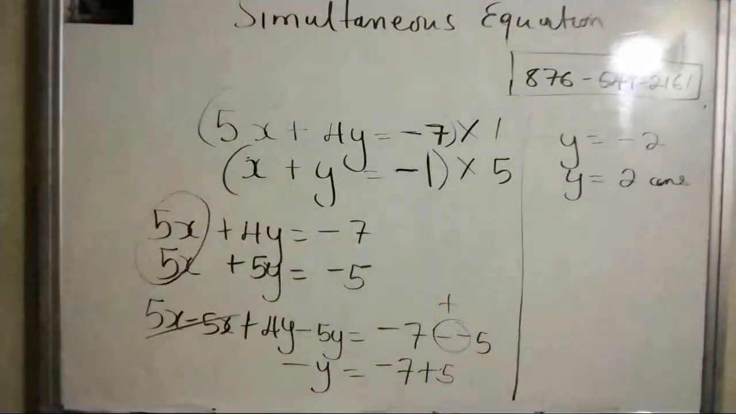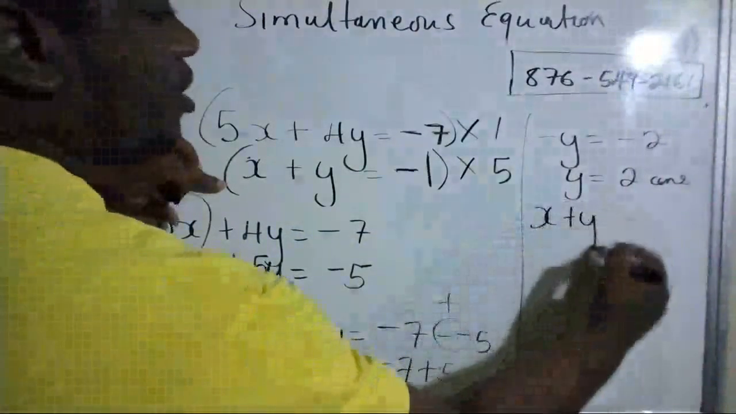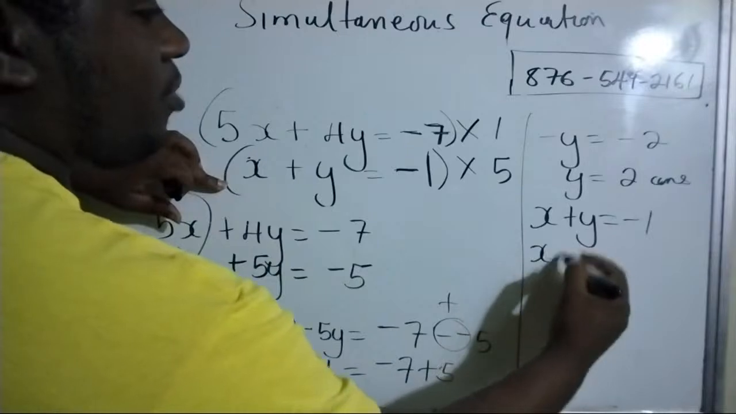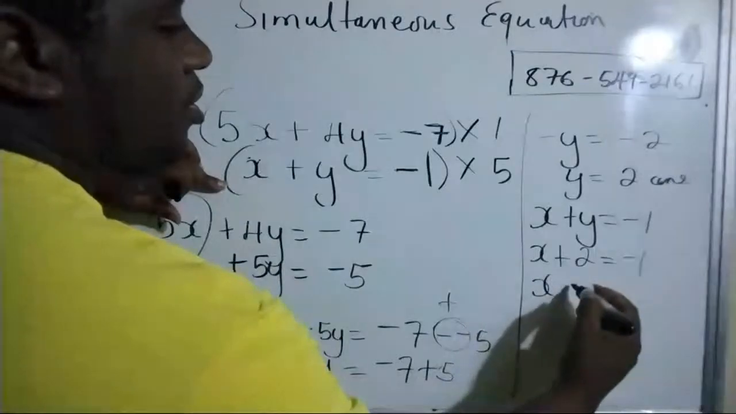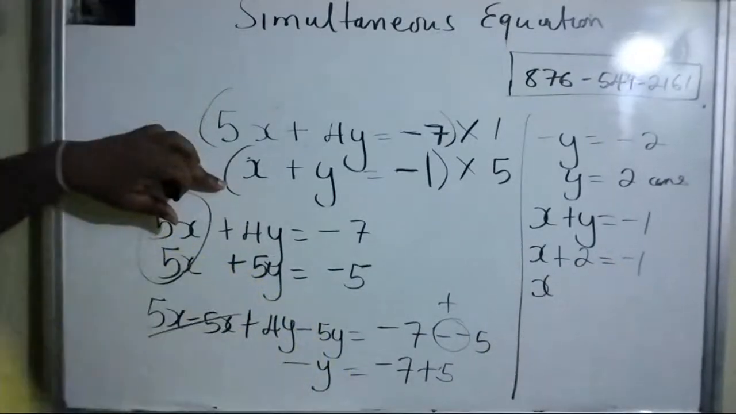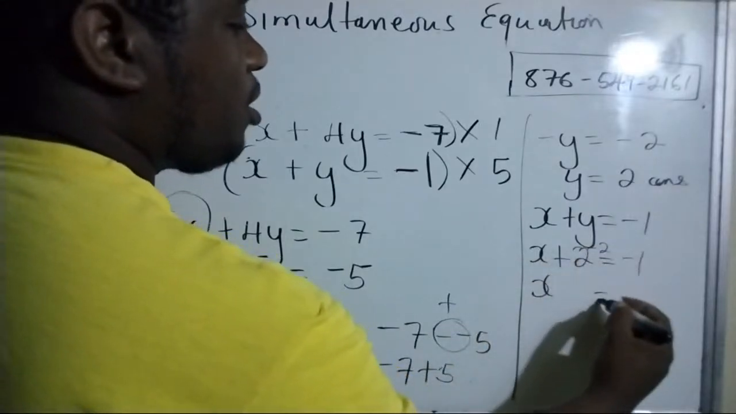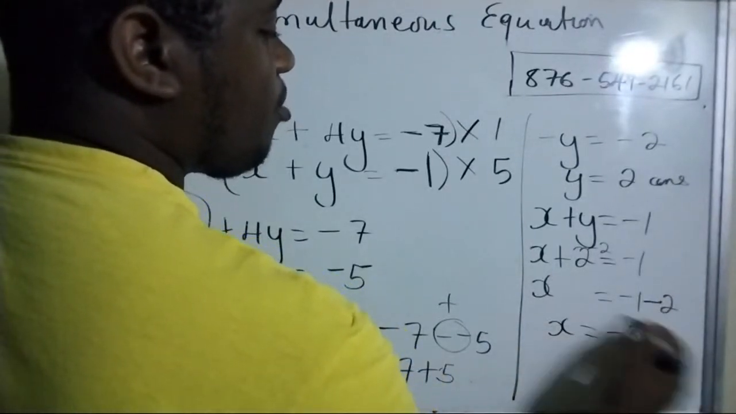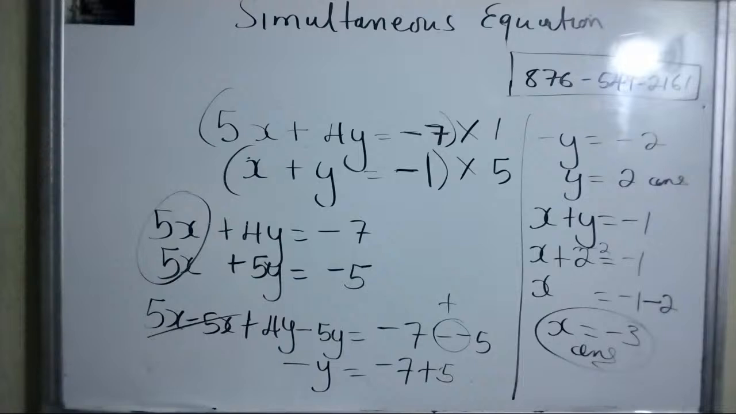But we're not finished. We're going to put y equal to 2 in the equation. So we have x plus y equals negative 1. y is 2, so that's x plus 2 equals negative 1. Therefore, x, we subtract 2 from both sides. So that's negative 1 minus 2. Therefore, x is equal to negative 3, while y is equal to 2.